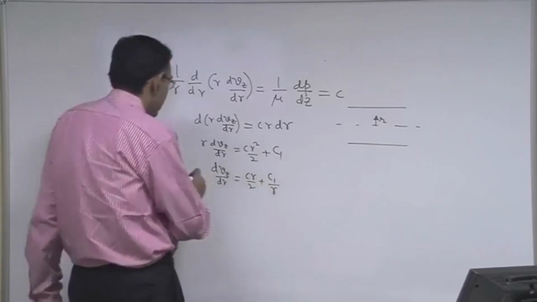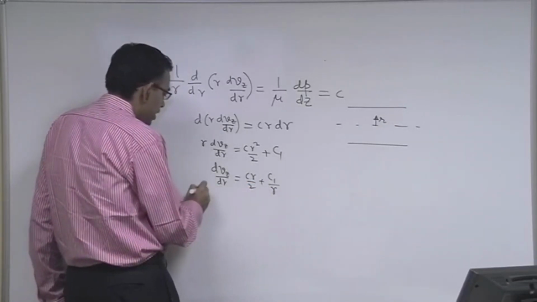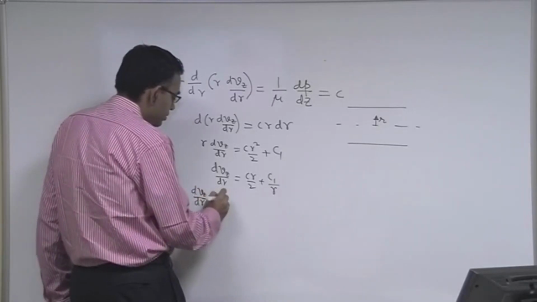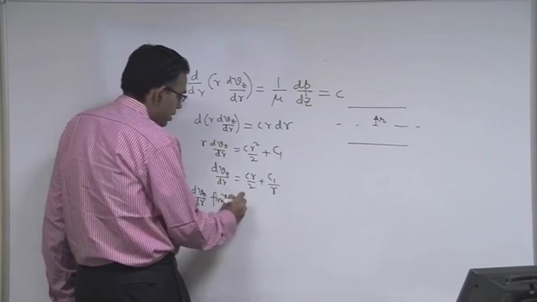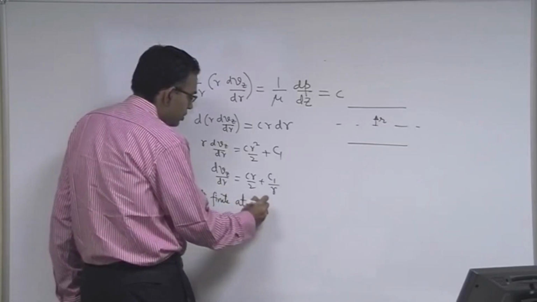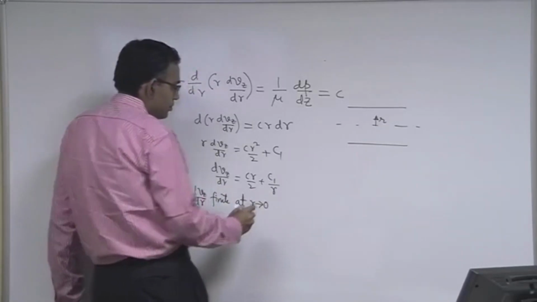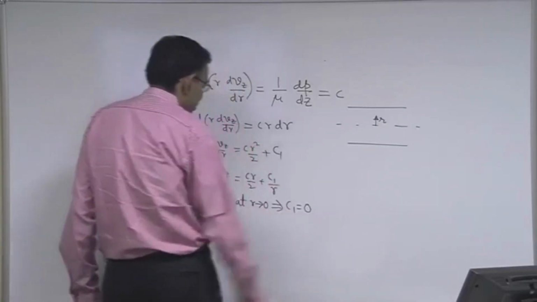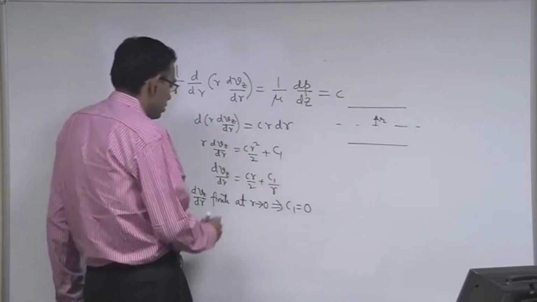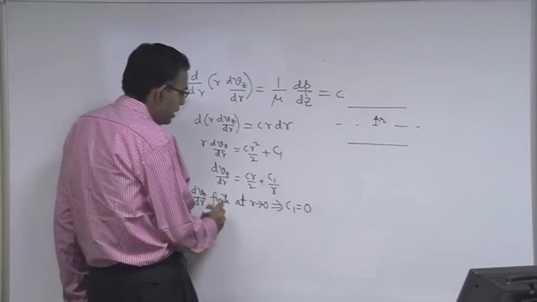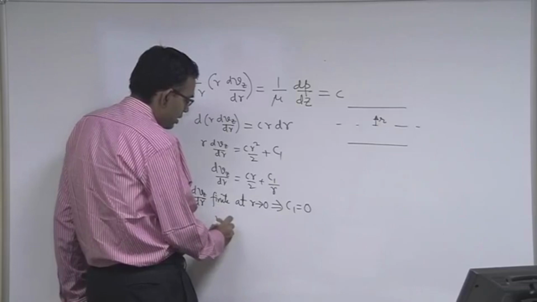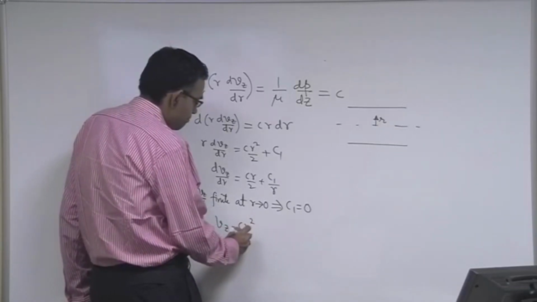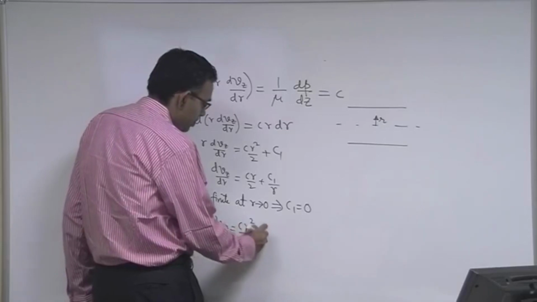So, dVz/dr must be finite at r tends to 0, which implies C1 equal to 0. So, Vz is equal to Cr²/4 plus C2.